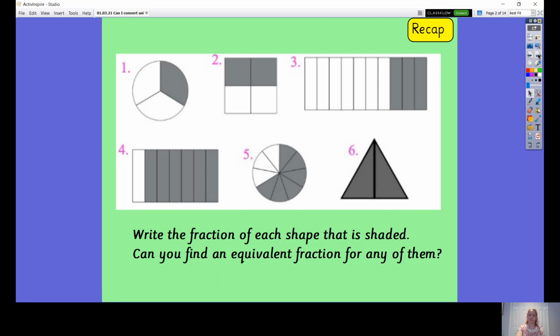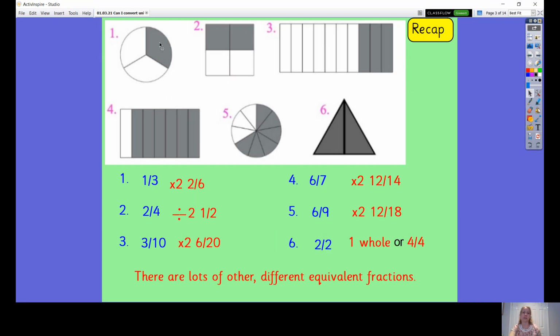Okay, so let's have a look at the answers. The blue here are the answers, and then the red is an example of what you might have done as an equivalent fraction, but that's not the only answer. There are lots of equivalent fractions. So the first one, for example, there are 3 equal pieces. One of them is shaded in, so that is 1/3. Don't forget that first number should be the one that's on the top of the fraction. It's just that's how they come out on this flip chart.